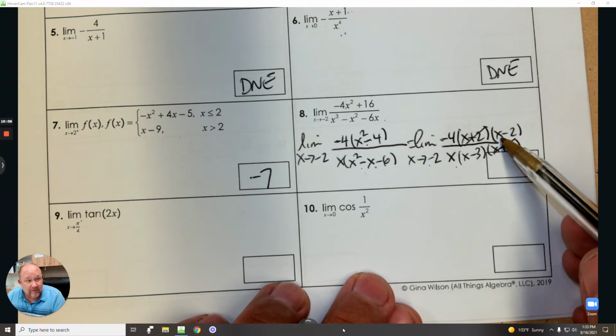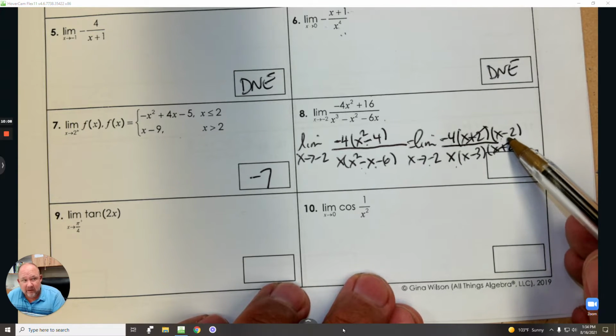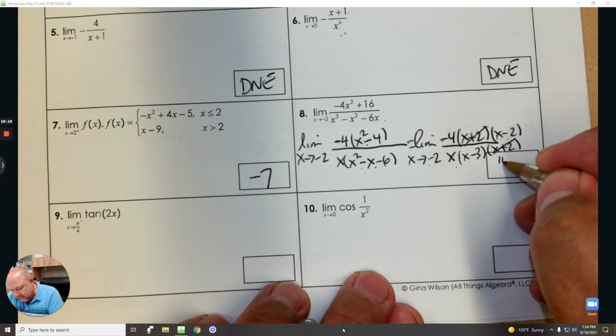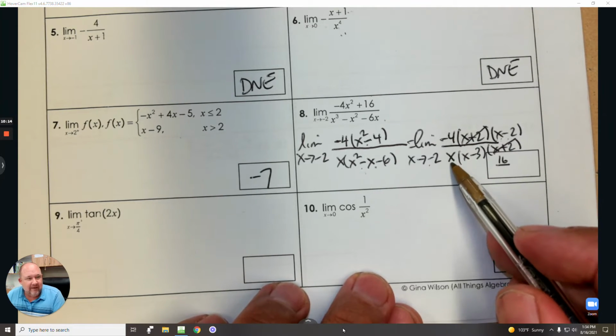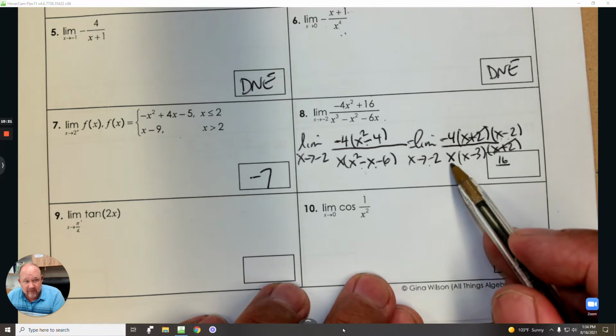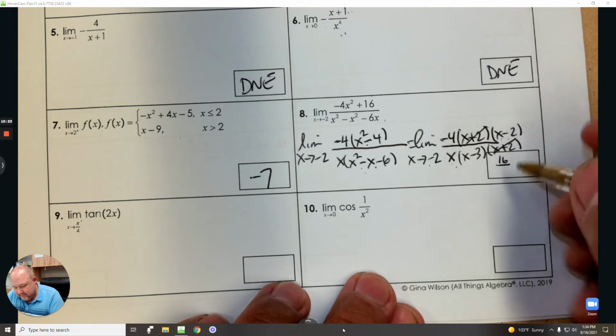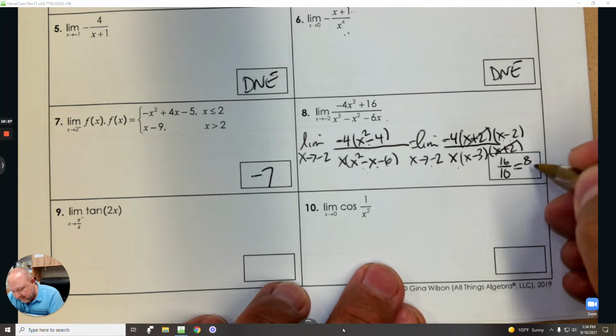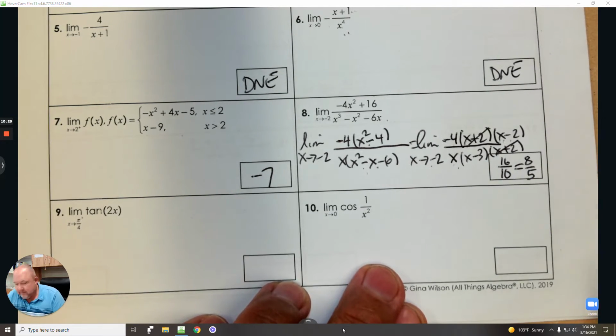So when I evaluate this limit, negative 2 take away 2, that's negative 4 times negative 4, that's 16. If I substitute negative 2 here, negative 2 take away 3 is negative 5. So negative 2 and negative 5, they multiply to positive 10. That's a great answer. You could reduce it down. That's a great answer. And there you go.